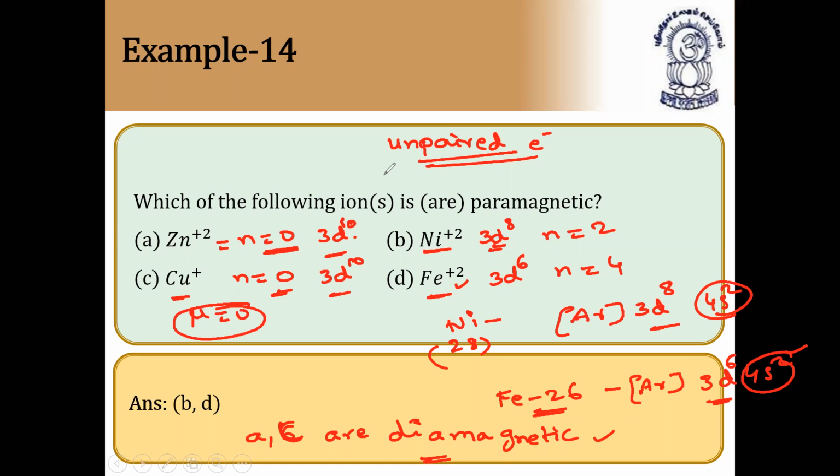So if they ask about diamagnetism or paramagnetism, we can find out the number of unpaired electrons. Whichever is having unpaired electrons, they are said to be paramagnetic, and also very important, they are said to be colored. They exhibit colors, and these two are colorless. Zn+2 and Cu+ are colorless.